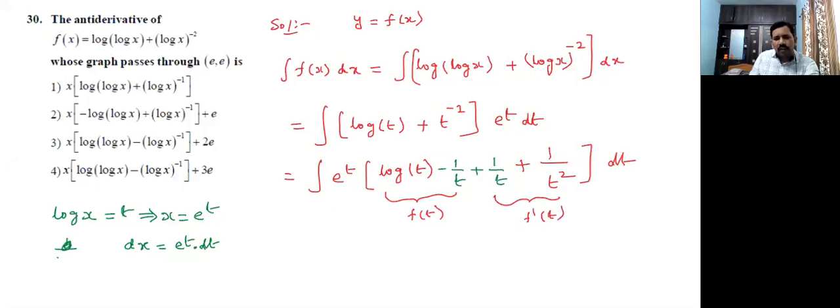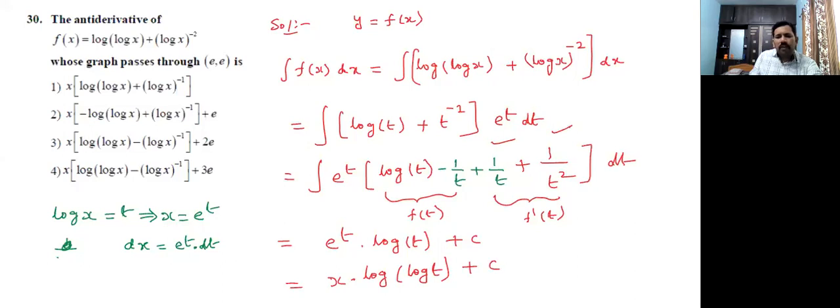Students, did you understand? The derivative of log t is 1 by t. The derivative of minus 1 by t is 1 by t square. Now how to write? This is e power t into log t plus c. Then what are e power t and log t? So e power t means x, logarithm of log x plus c. Sorry, this is not t, it is x.